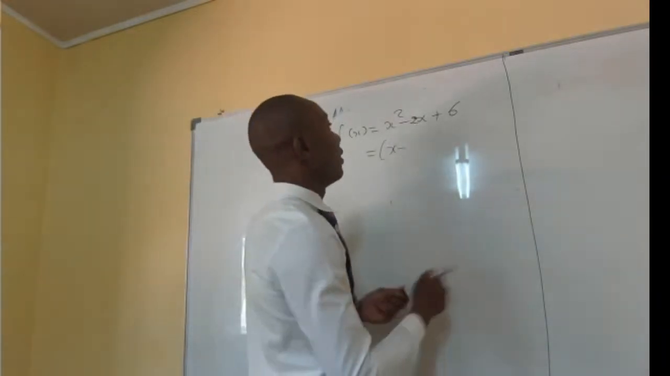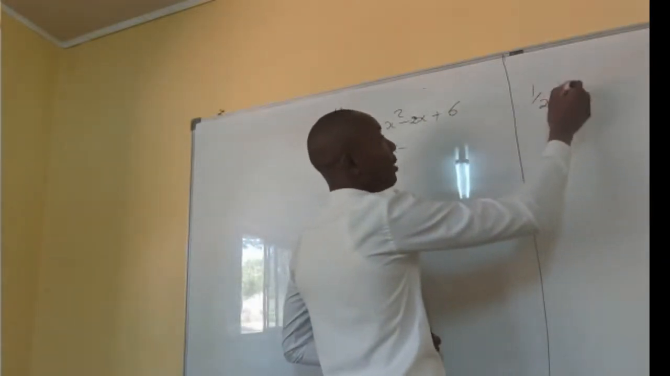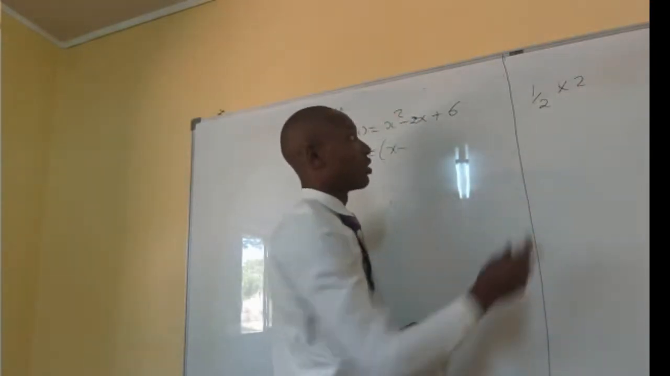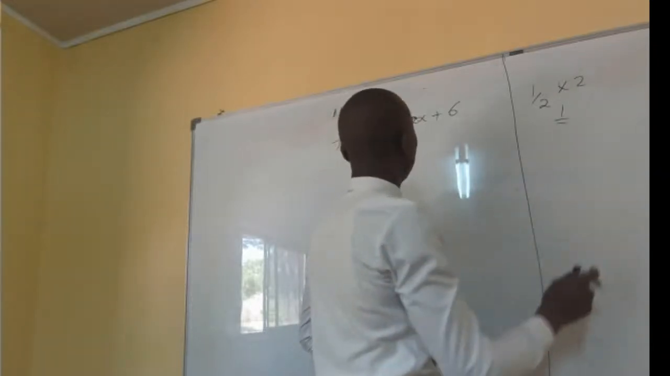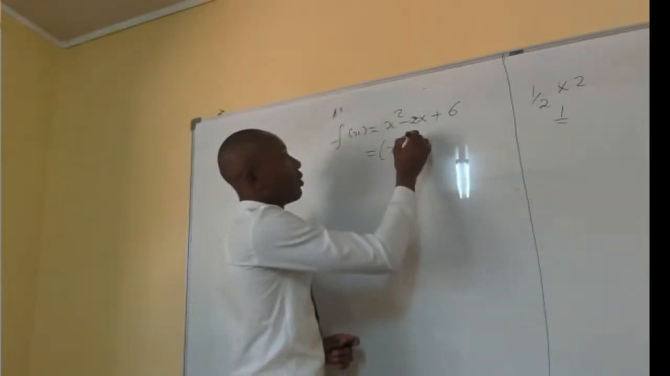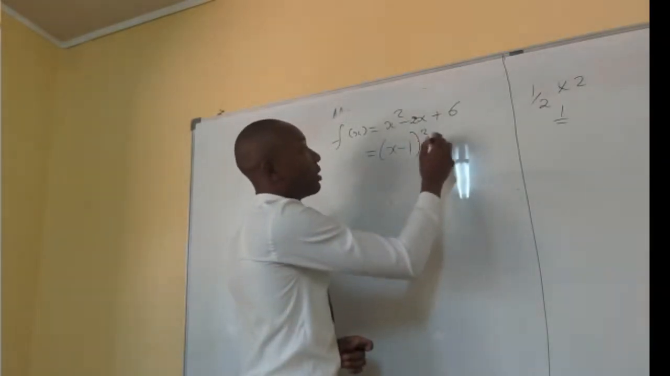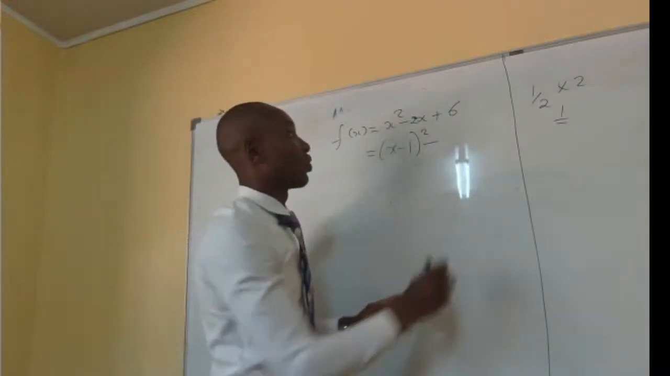Now I want half of the coefficient of x. In this case, half of 2x. So half of 2, whatever we multiply by half becomes half. So half times 2 is 1. So we have 1 here, and that's what I'm going to write. Then I'll square, then I'll subtract. Whatever value is here with its sign, that's what I square and subtract.